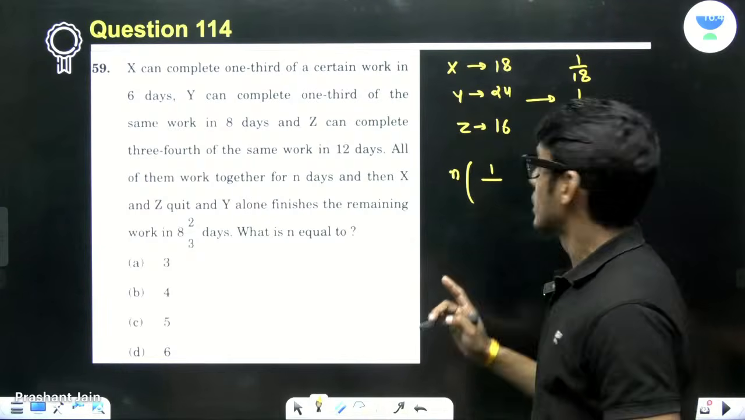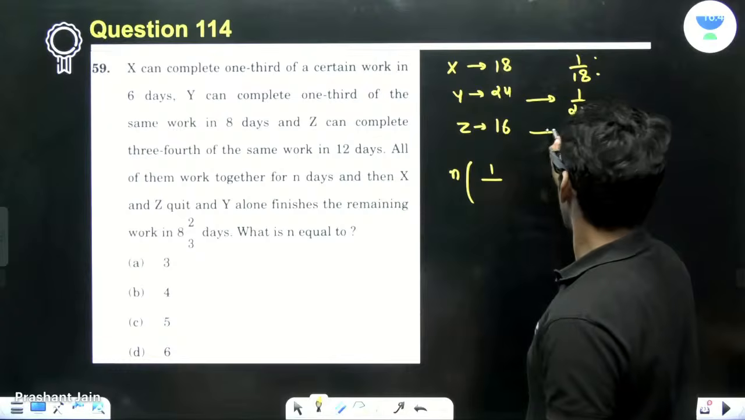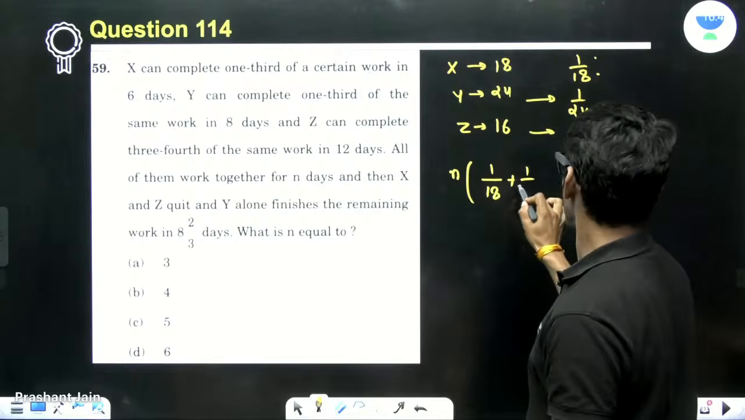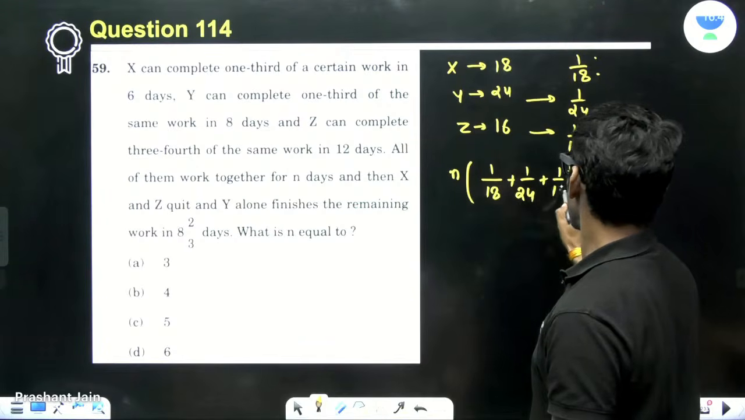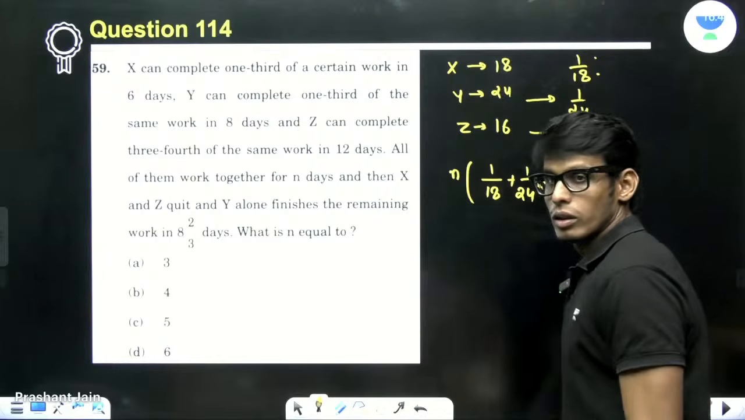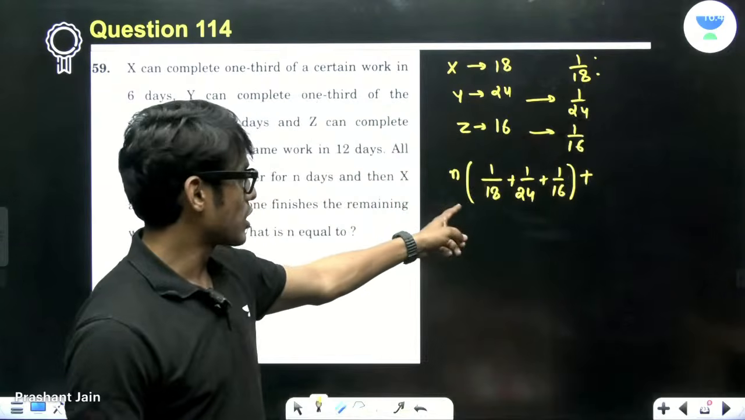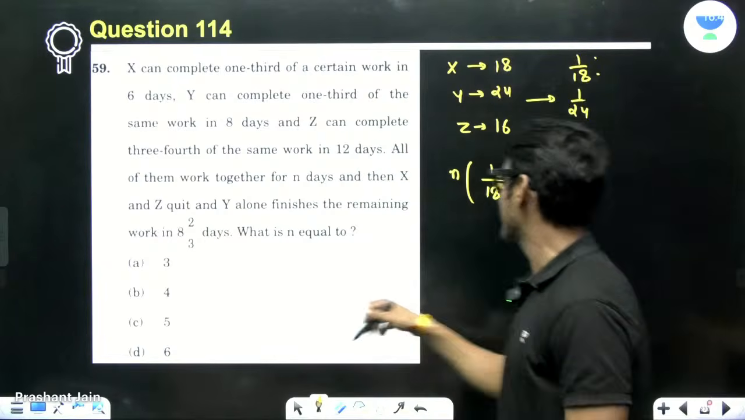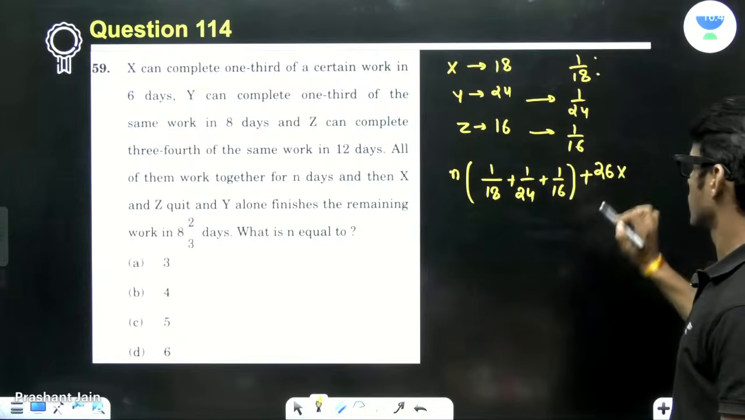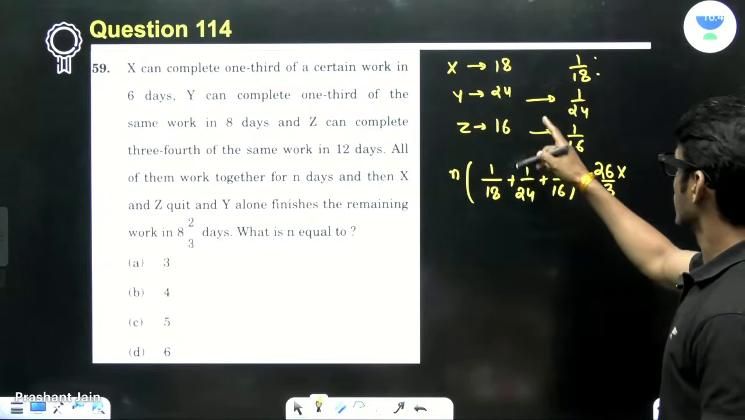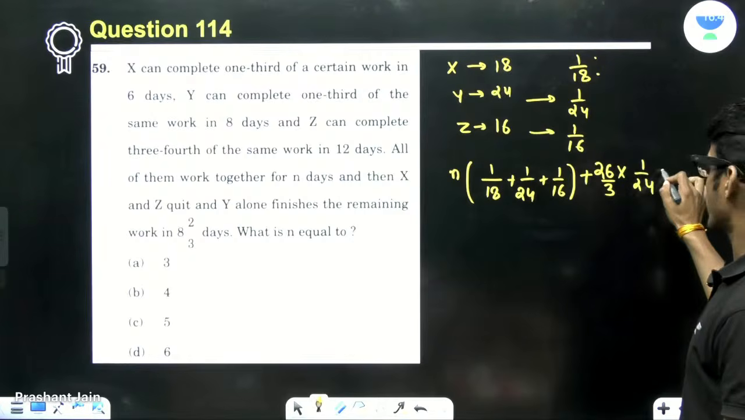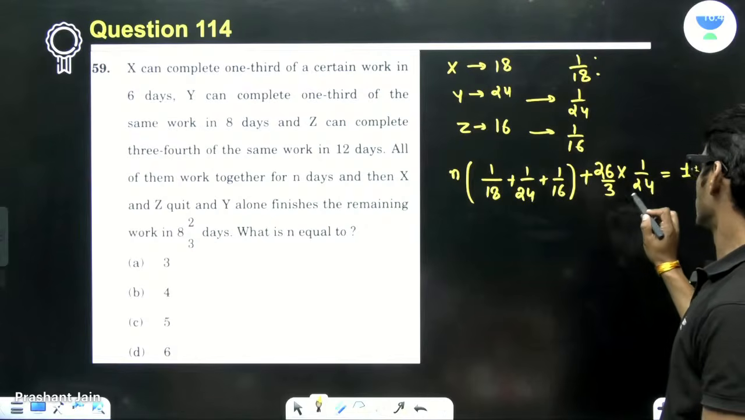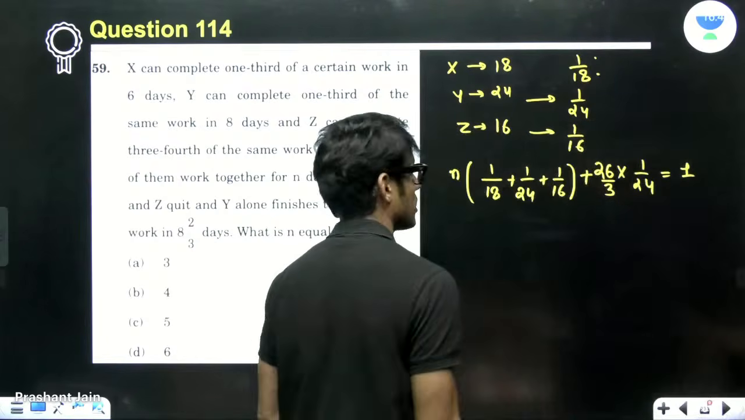Now, for n days, all of them are working together. In one day, X is putting this much effort, Y is putting this much effort, and Z is putting this much effort. So for n days, they are putting this much effort. This is the fraction of work which is getting completed. In 8 2/3 days, that is 26/3 days, Y is working alone, and the total is equal to 1.